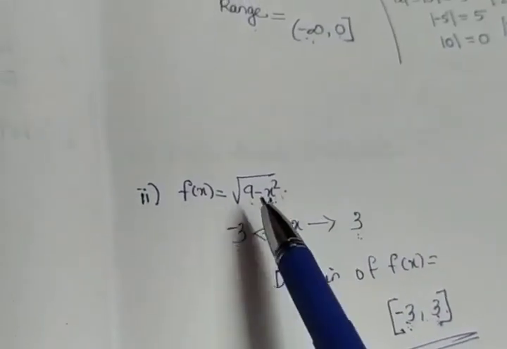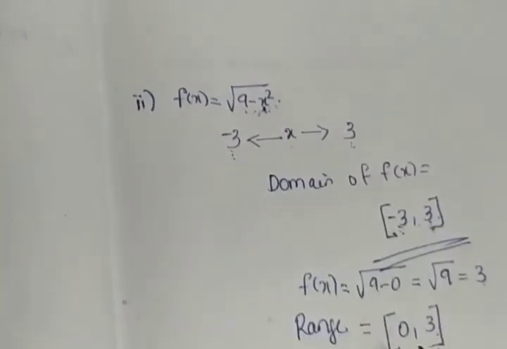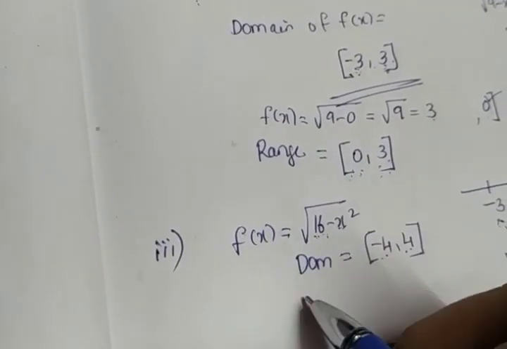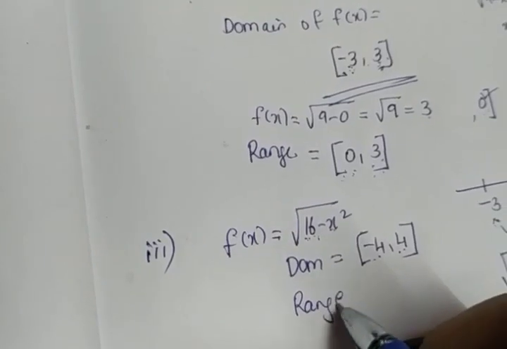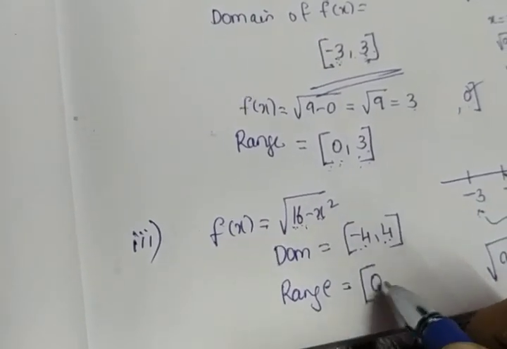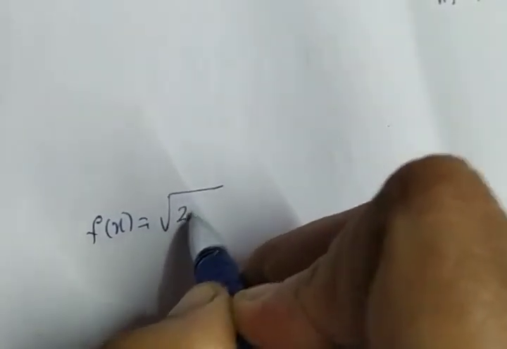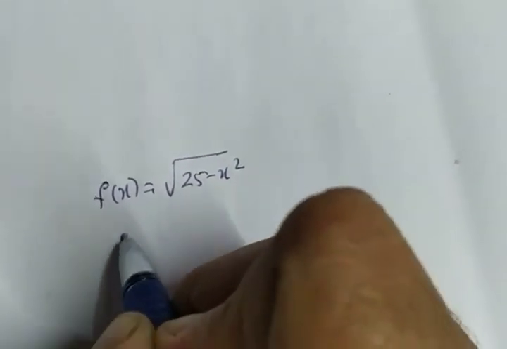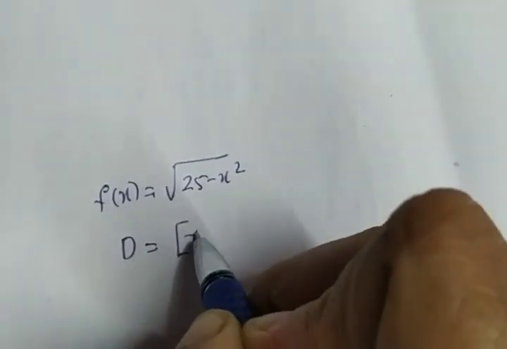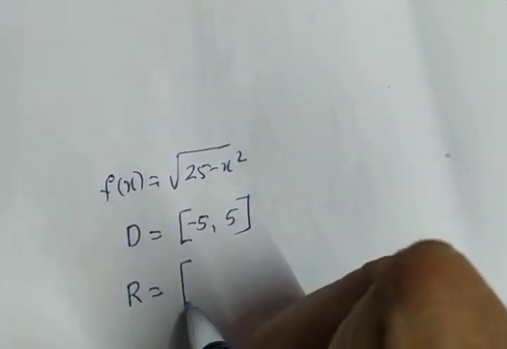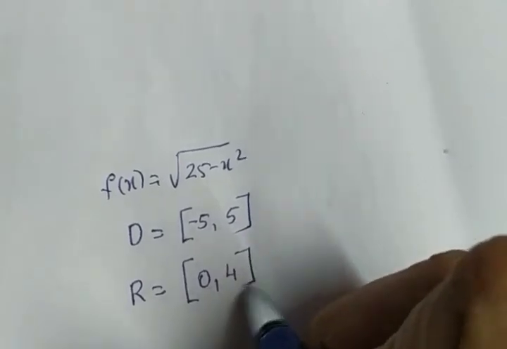And what about the range? When it is root of 9 minus x square, we got the range as the closed interval 0, 3. So when it is root of 16 minus x square, can you say the range? The range will be the closed interval 0, 4. Again, if the question is f of x equal to square root of 25 minus x square, what will be the domain? The domain will be the closed interval minus 5, 5. And the range will be the closed interval 0, 5.